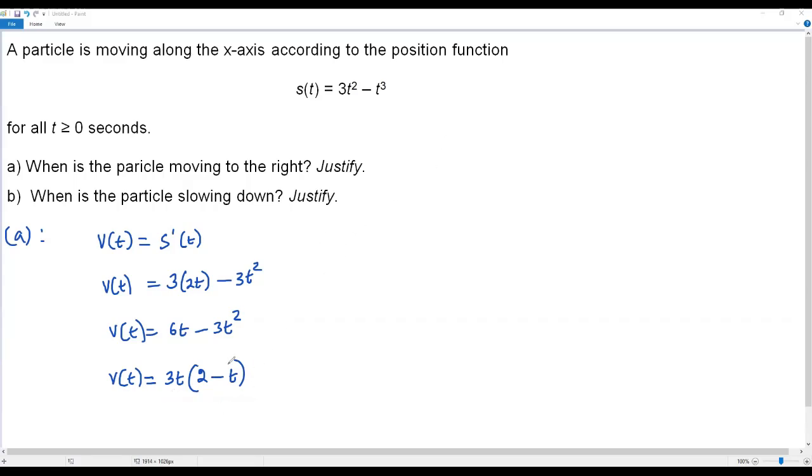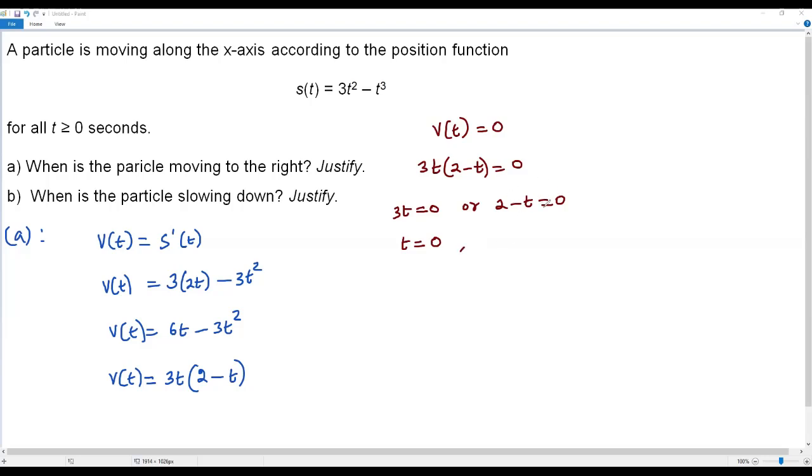Now what I have to do is equate the velocity to 0 and find the value of t. So v of t equals 0, then 3t times (2 minus t) equals 0. The product of these two quantities equals 0, so whenever the product of two terms equals 0, either the first term equals 0 or the second term equals 0: 3t equals 0 or 2 minus t equals 0. To solve 3t equals 0, I divide both sides by 3 and get t equals 0.